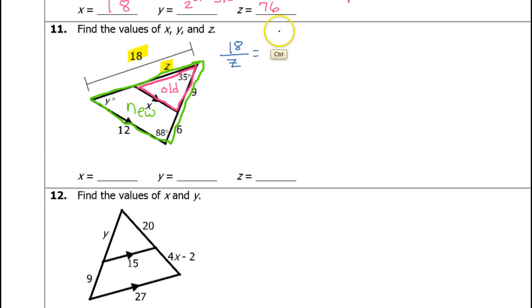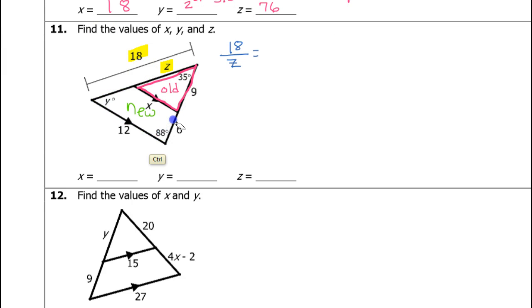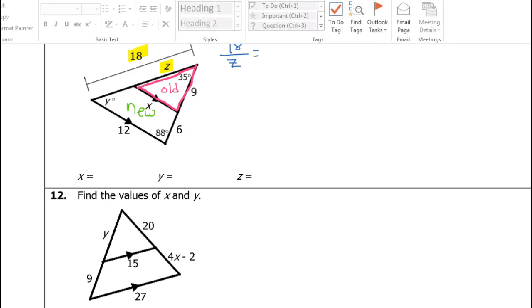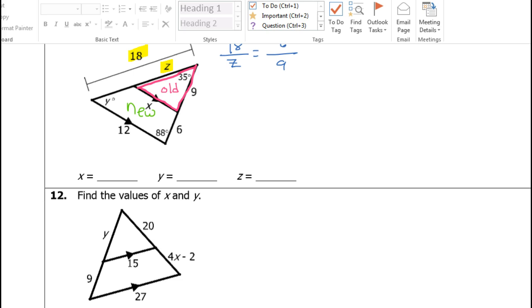Okay, now I need another fraction of corresponding sides. And to get it, I'm going to have to use this side, because this is where all the numbers are. I'm afraid my green line is a little bit in the way. But remember, I need new over old using these numbers right here. Now, here's the most common mistake that I see. Some kids will try to do 6 over 9, and they'll be like, oh, look, new over old. Well, that would be wrong, wrong, wrong.